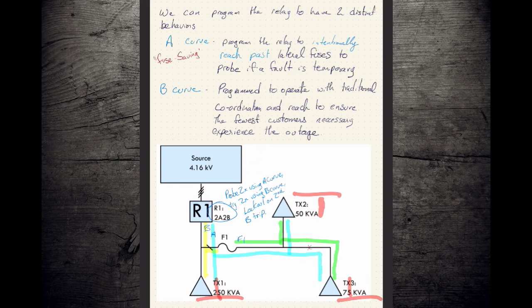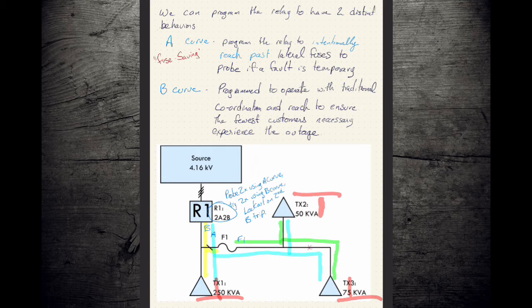So we probed with A twice. We know it's not temporary. If it was temporary, it would have been resolved. Now the question is, is the fault here and we want F1 to deal with it, or is the fault here?